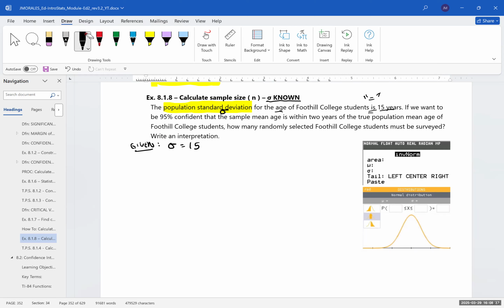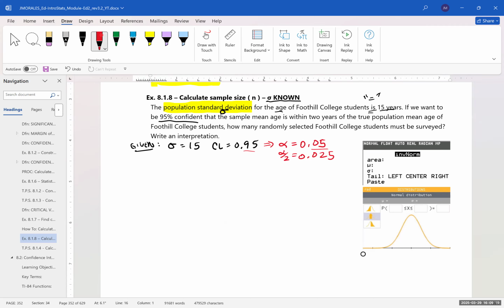Let's see here. If we want to be 95% confident, that means we're going to have a confidence level of 0.95. And let's right now just go ahead and say that's going to infer a significance level of 0.05, right? 95% plus 5% is 100%. And because we're constructing confidence intervals, we're going to be dealing with a two-tailed distribution. So we might as well take the significance level and divide it into two tails. So 0.05 divided by 2 is going to be 0.025. Okay, so we're going to need that.